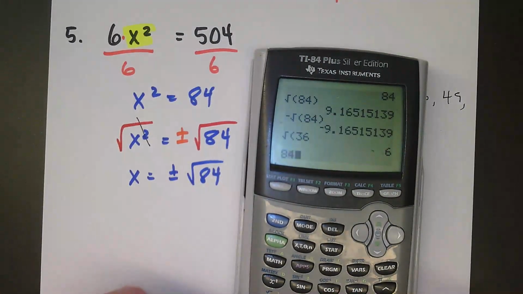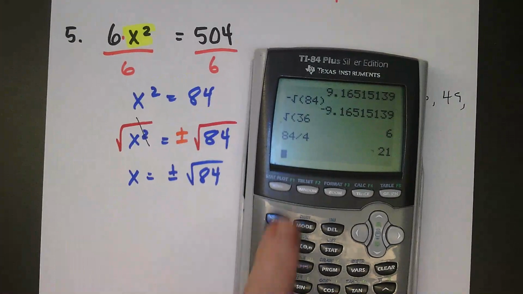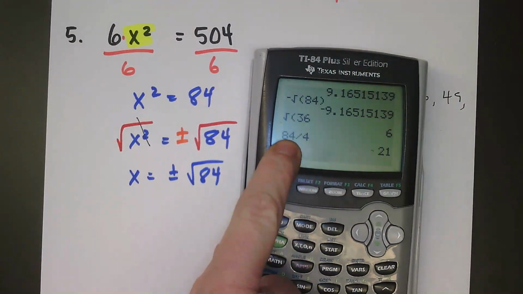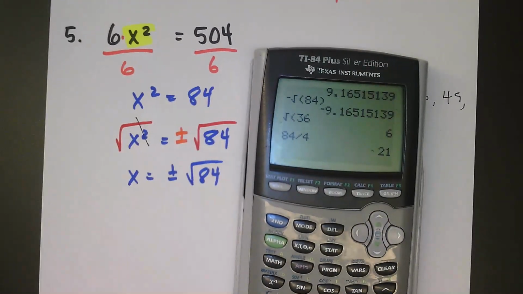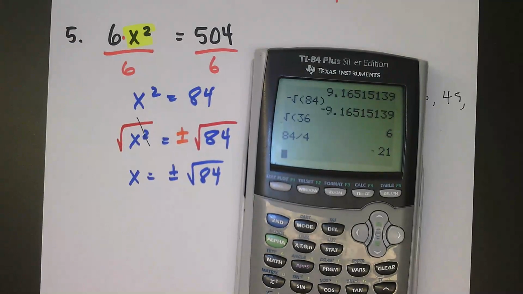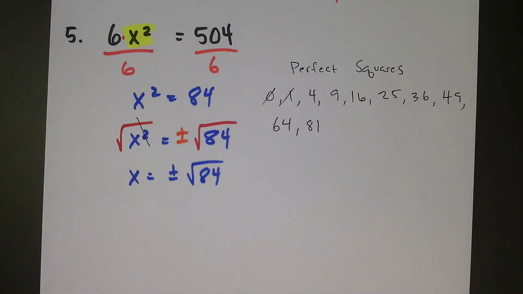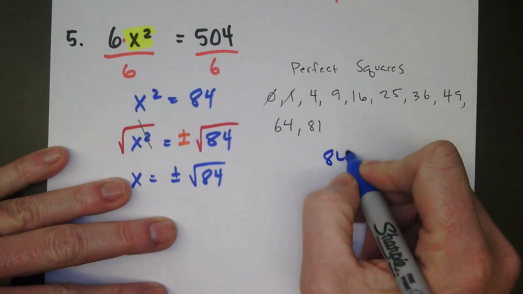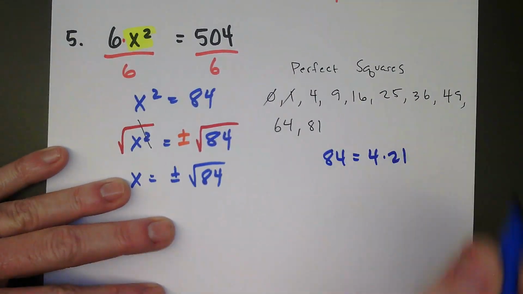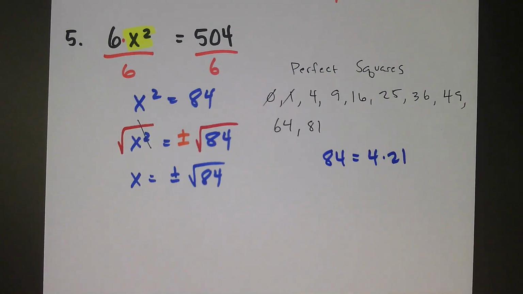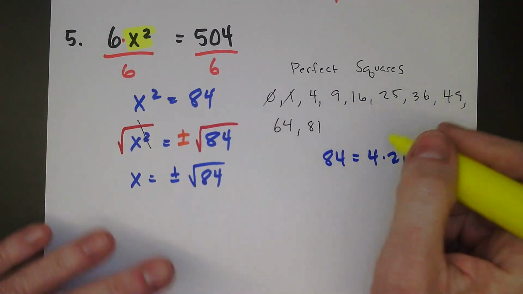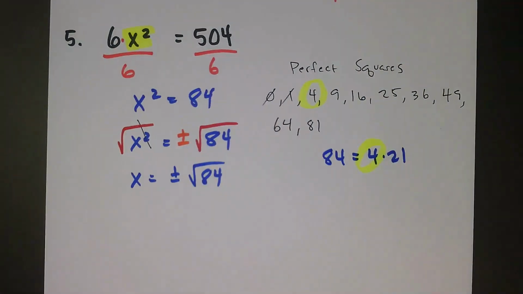And I do 84 divided by 4. Does 4 go into there? It does. It works out nicely. 4 goes in there perfectly, and this is 21. And for 21, I know my factors are 7 and 3, so no perfect squares go into 21. So here, just a quick fact that you need to know, 4 times 21 is 84. That's what we're going to use, and the reason is because this number is a perfect square. It's on our list.